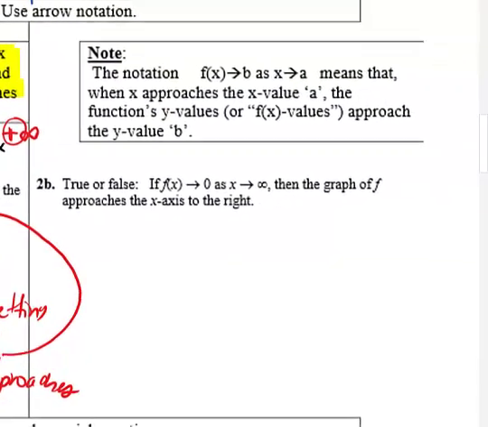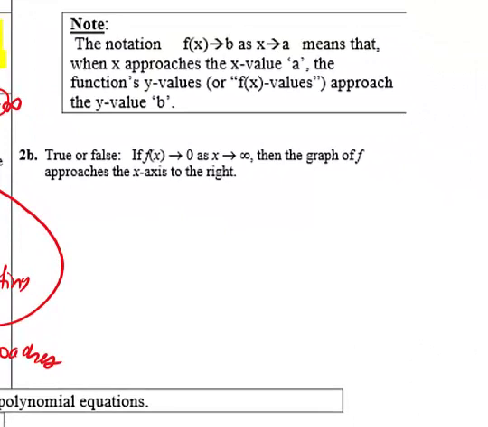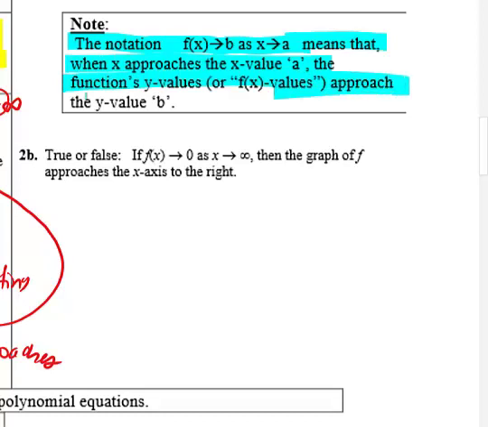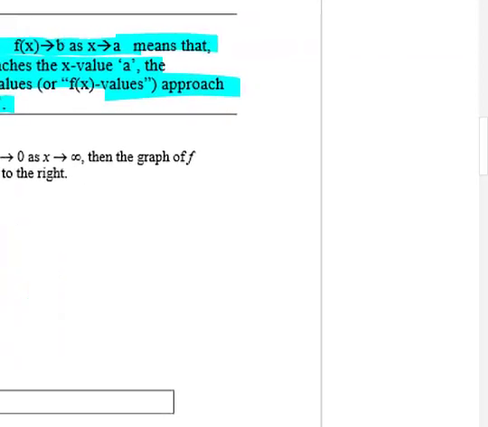Okay. And then this other notation, this one's a little more complicated. Let's try to decode this. The notation f of x goes to b as x goes to a means that when x approaches the x value of a, the function's y value, or f of x values, approach the y value of b. This is clearly more complicated because now they're involving y values, or f of x values.